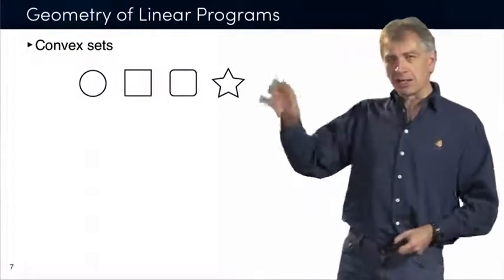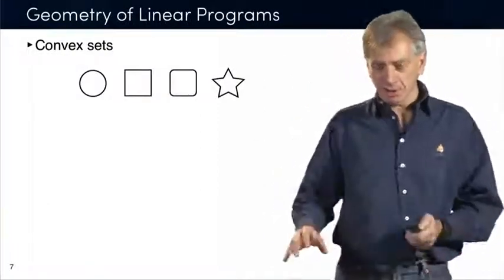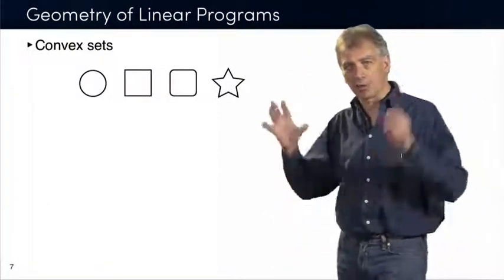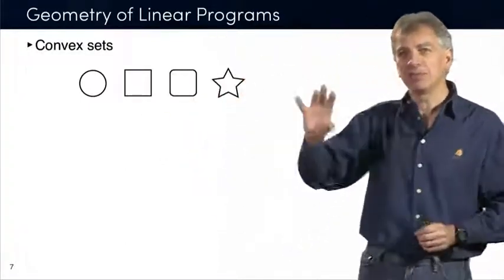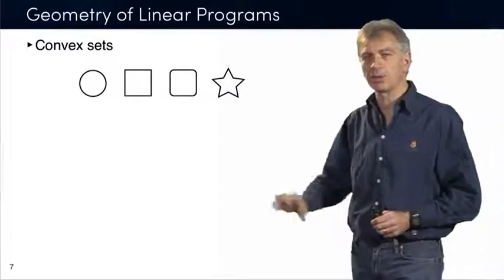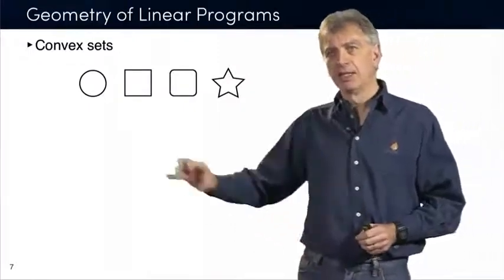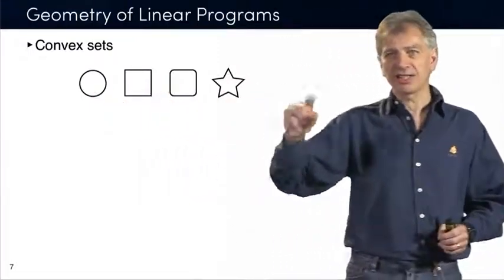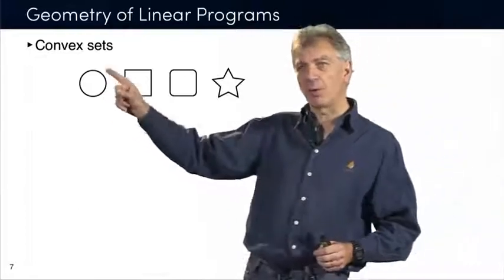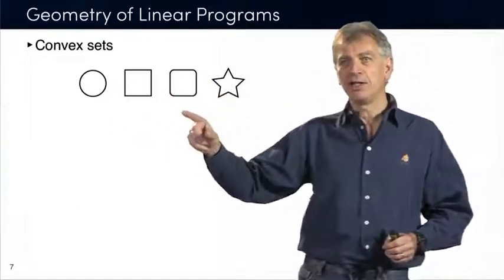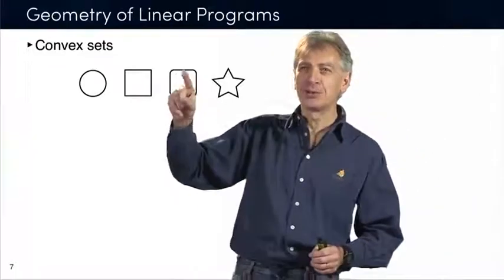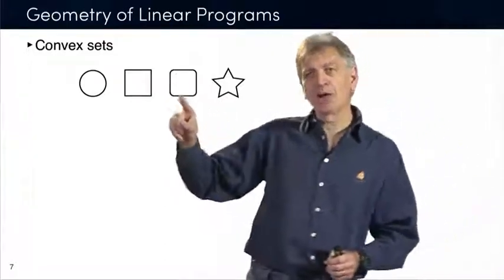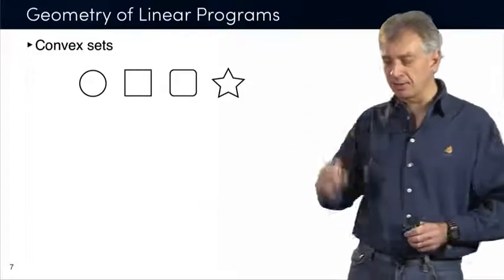Now, let me talk about geometry. So we just saw the algebraic form of what a linear program is. I want to talk a little bit about what this means from a geometrical standpoint. And so I'm going to start with convex sets. I give you a couple of sets here, a set of points, like the points inside a circle, inside a square, inside this kind of apple square where the corners are rounded, and then this part is this star.